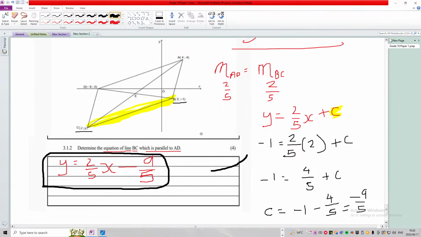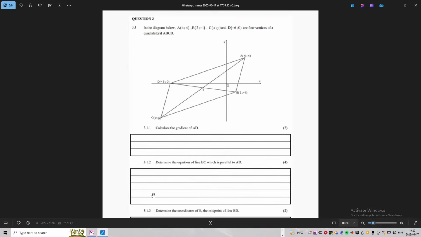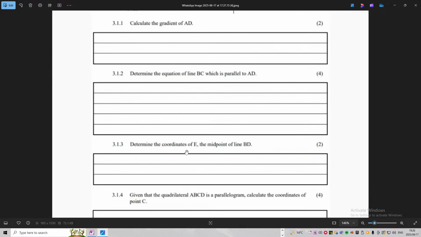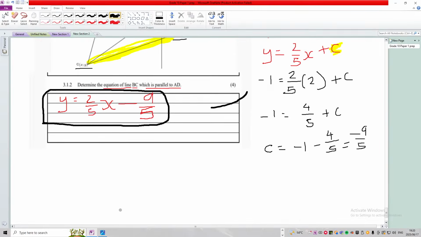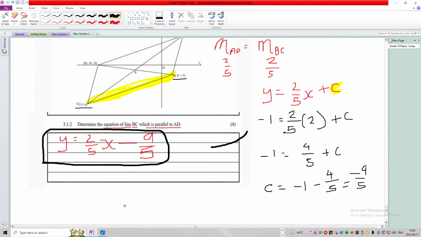I'm assuming there's no questions, just watching and learning. Okay, let's look at the next question. Just erase this here.